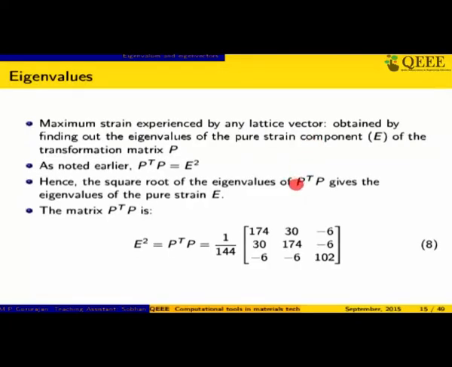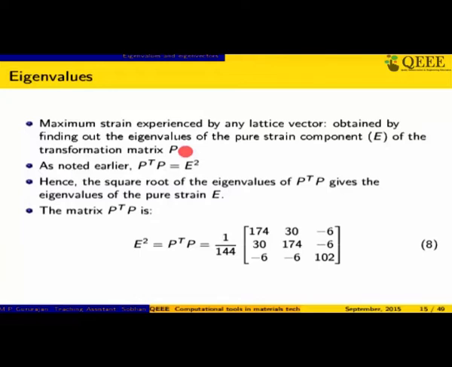Okay, so how do we do this? To obtain the maximum strain experienced by any lattice vector, we have to look at the eigenvalues of the pure strain component of the transformation matrix. We don't worry about the rotation part, because as I have shown you earlier, rotation always leaves the vector magnitude unchanged. So if there is going to be any distortion, any contraction or expansion of the vector, that is going to happen because of pure strain. But P transpose P is equal to pure strain squared.